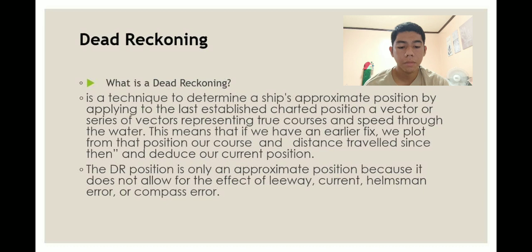Dead reckoning. What is dead reckoning? It's a technique to determine a ship's approximate position by applying to the last established charted position a vector or series of vectors representing true course and speed through the water. This means that if we have an earlier fix, we plot from that position our course and distance traveled since then, and the dot is our current position. The DR position is only an approximate position because it does not allow for the effect of leeway, current, helmsman's error or compass error.